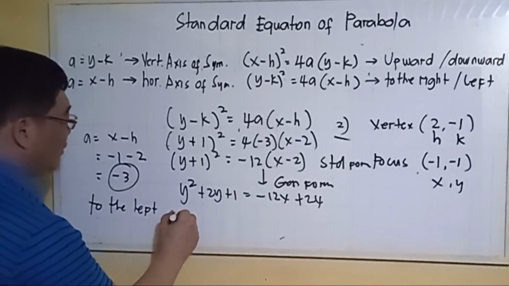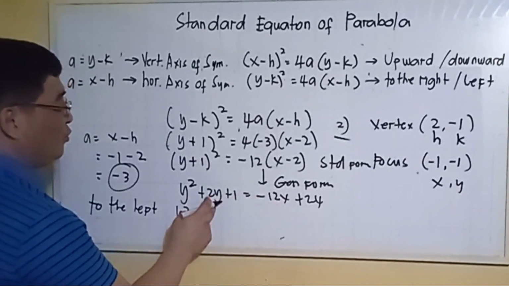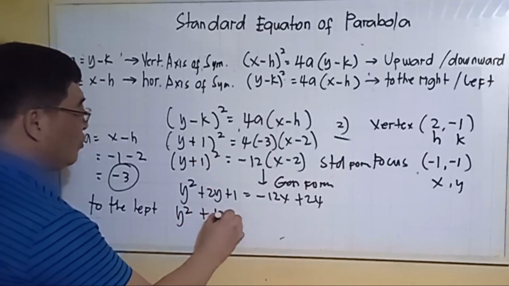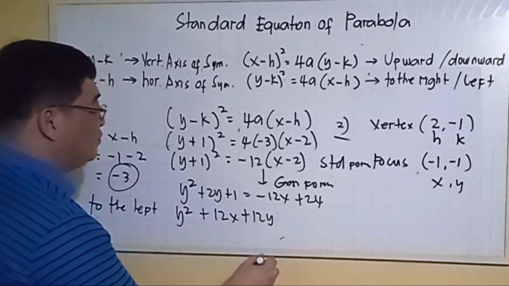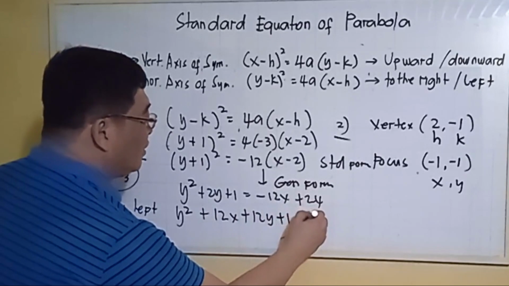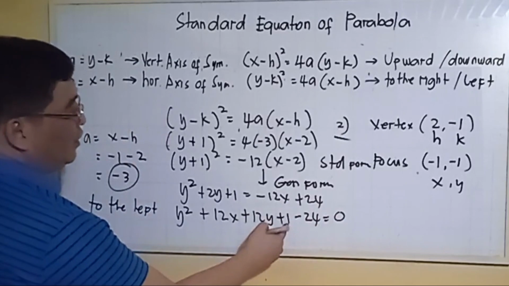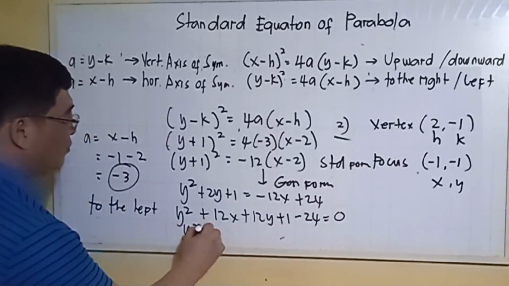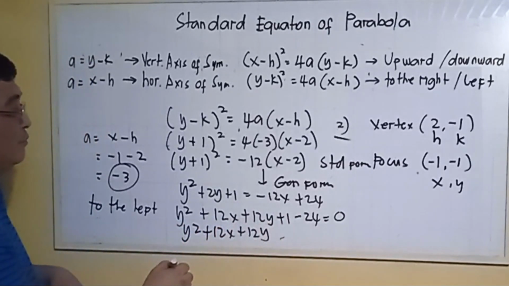I-arrange na lang natin. y squared. So, in this case, unahin natin yung may x raised to 1, sunod 2y. Dahil tatranspose natin to, magiging positive 12x. Ito, 2y. Tapos ito, positive 1. Transpose din natin to, negative 24. Matitira sa kabila, wala na. So, is equals to 0. I-simplify natin yung 1 saka negative 24. So, we have y squared plus 12x plus 2y.